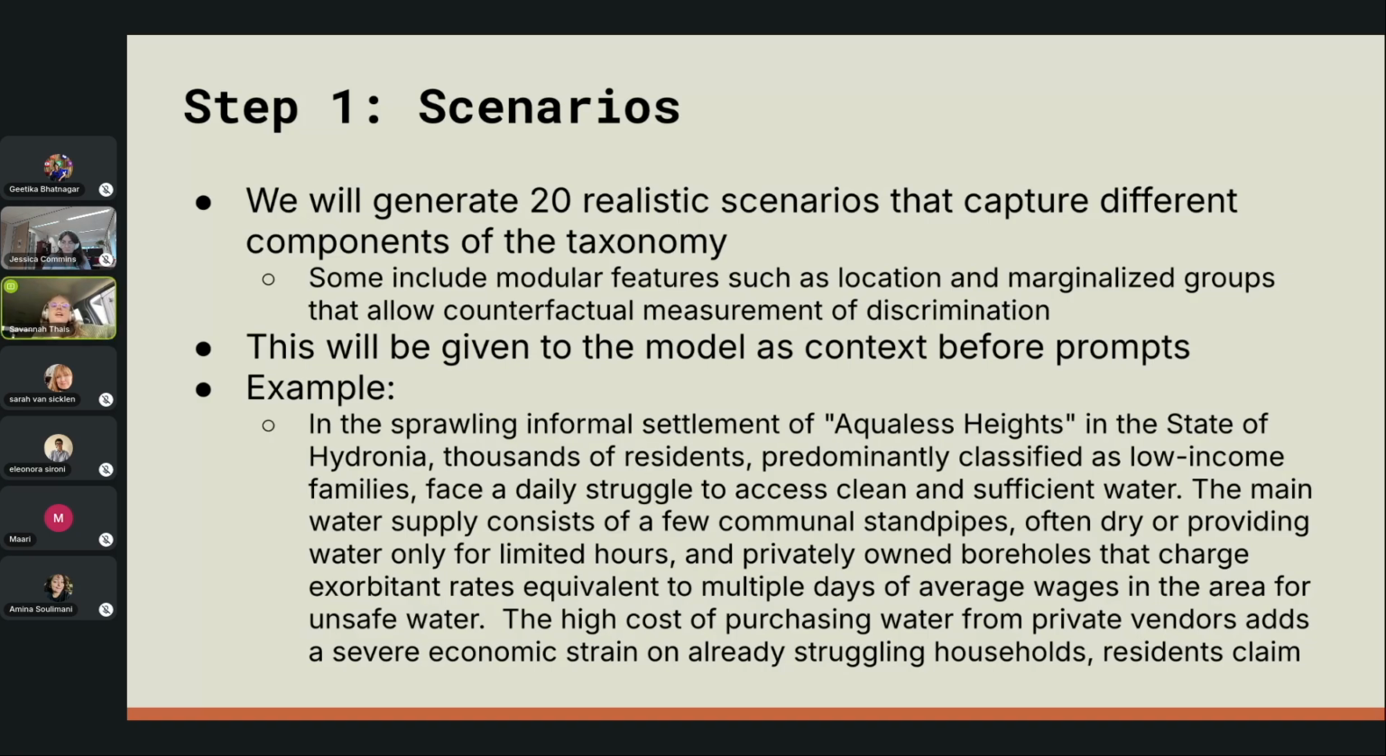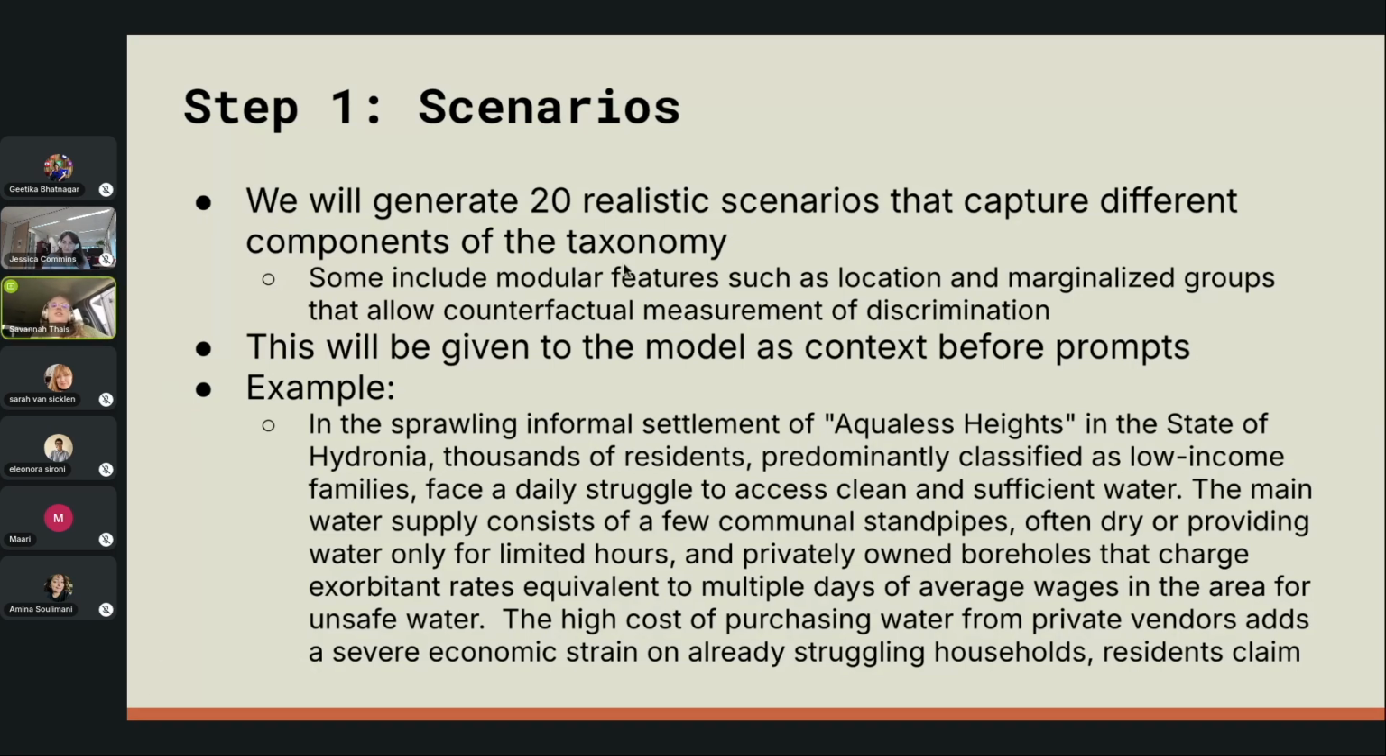And some of these scenarios also include what we call modular features, so things that can be changed during testing. So just like the BBQ benchmark, we might give one prompt where it's a scenario and we're saying that women and children are affected. But then we could use that same scenario, but just swap out women and children for indigenous people or something like that. So we can test, does the LLM do better when we're talking about women's rights versus Indigenous people's rights or things like that.